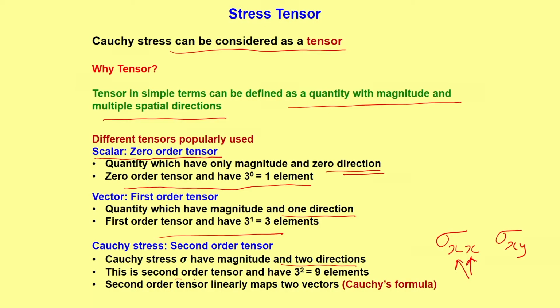Only to specify here, Cauchy's stress is a second order tensor. It has magnitude and it has two directions. So, this is a second order tensor and it has 3 square equal to 9 elements, which we have already seen in the Cauchy stress tensor. There are 9 elements, and the second order tensor linearly maps two vectors. We have seen that T is sigma transpose of n. So, it linearly transforms two vectors, that is Cauchy's formula.